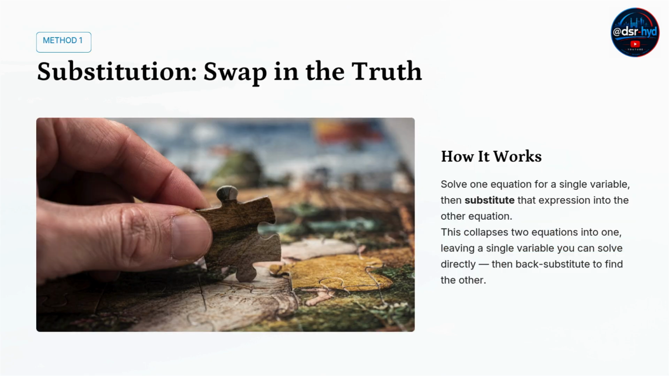Method 1. Substitution. The first algebraic method is the substitution method. First, solve one equation for one variable. Then substitute that expression into the second equation. This converts two equations into a single equation with one variable. After solving for that variable, substitute the value back into either equation to find the second variable. This method works especially well when one variable is easy to isolate.